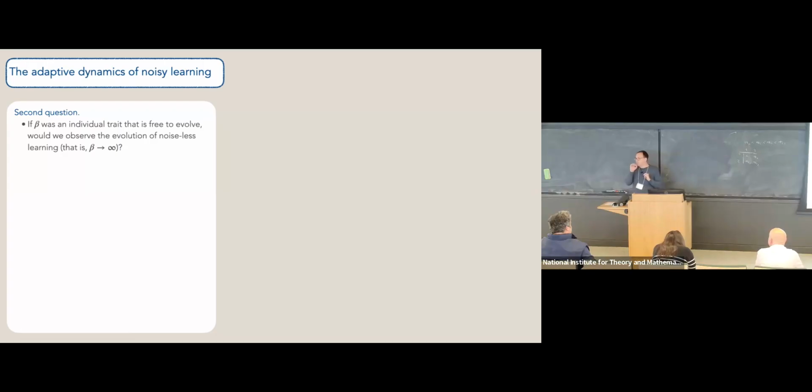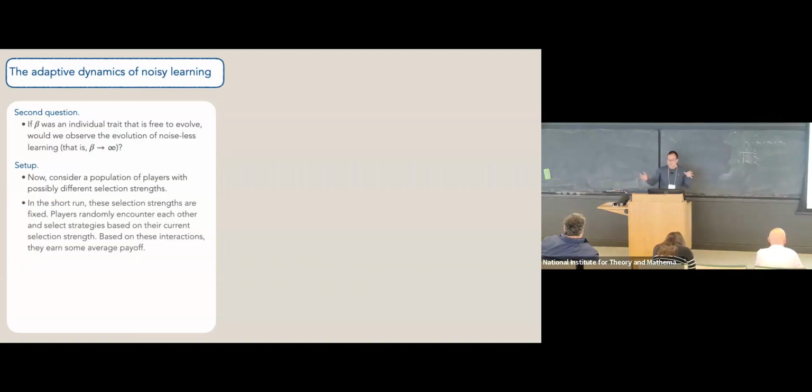Yeah, so the second question now is, okay, now that I've seen these results, beta was still fixed in my examples. Now I let beta evolve. So the question is, where does beta evolve to? So what we do here is, now we consider a whole population of players with possibly different selection strengths. They randomly run into each other and then they play their games with each other, over consecutive periods, modeled with introspection dynamics.